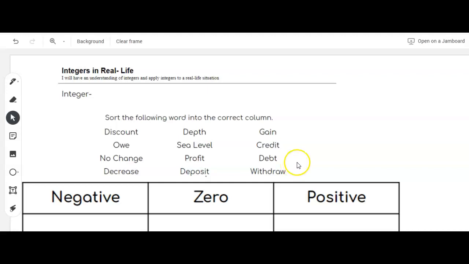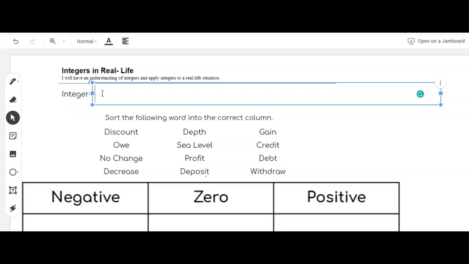Hello class, we're going to go ahead and start Module 2, and it's going to be all about integers. So go ahead and flip your page in your note packet, and it should be at the top, integers in real life, right? We're going to have an understanding of integers and apply integers to real life situations, all right? So let's figure out what is an integer.